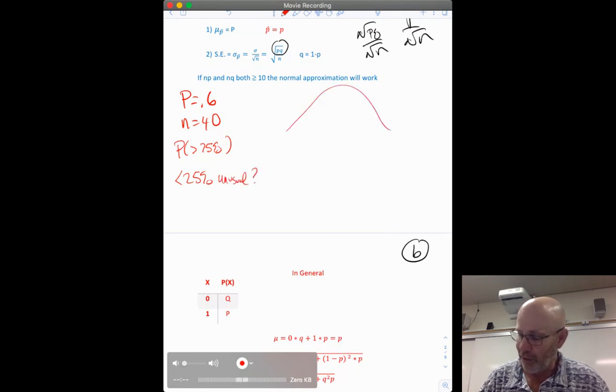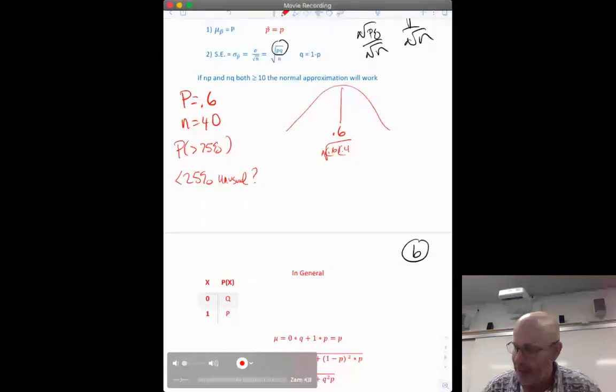I'm going to draw a little curve. By the way, I should make sure I can draw that curve. Remember, NP and NQ both have to be greater than or equal to 10. So 40 times 0.6 is 24, and 40 times 0.4 is 16. So we're bigger than 10. So I'm allowed to, otherwise I can't draw this normal curve. And anytime I hit that normal CDF button, if it's not normal, it doesn't make any sense. Remember, the mean is going to be 0.6. The standard deviation is going to be the square root of 0.6 times 0.4 divided by the sample size.